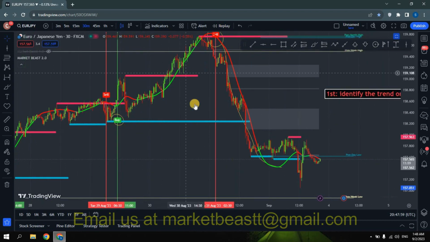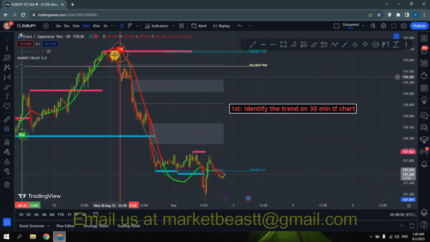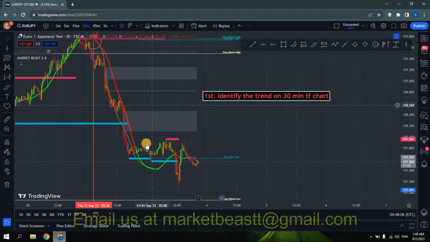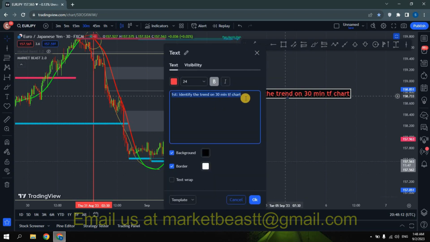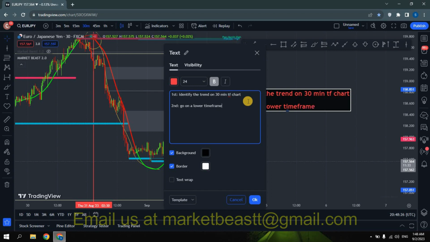Now we know we are in a downtrend because our last signal on Market Base 2.0 is sell. It means we are going in a downtrend. Alright, what will we do now? Our second step should be: go on a lower time frame. Because we are scalping, we will trade on lower time frames. We are not going to trade on the 30-minute time frame.